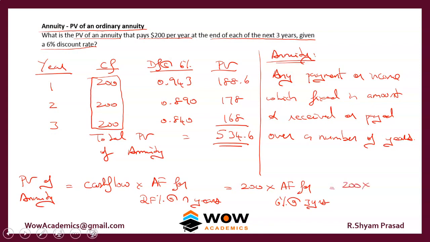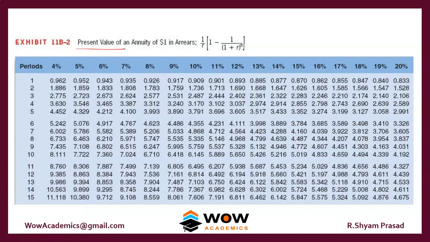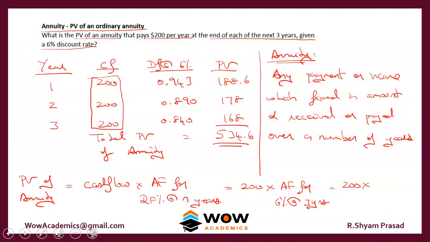So let's look at that factor. An annuity factor table is similar to the present value table: you will get the percentage on this side and the number of years on this side. Our job is to look at 6% and at 3 years. That comes to 2.673, and the answer is 534.6. This answer is the same as the earlier answer. So for an annuity, there's no requirement to draw a table like this. You can just work it out in a simple line and directly get the answer.